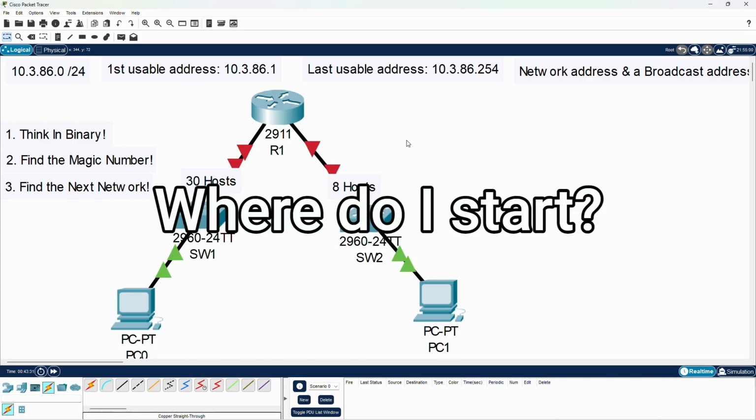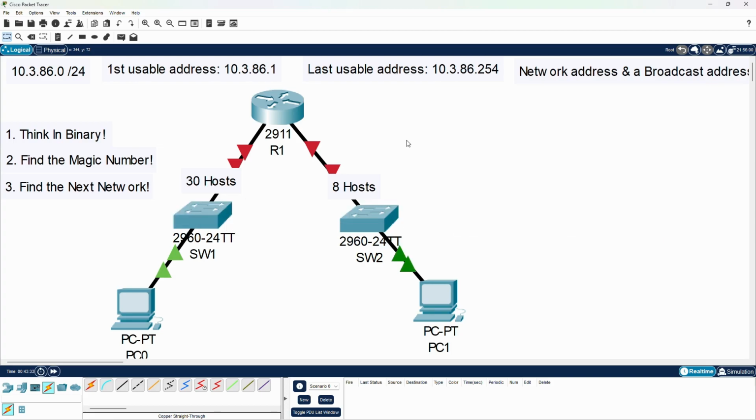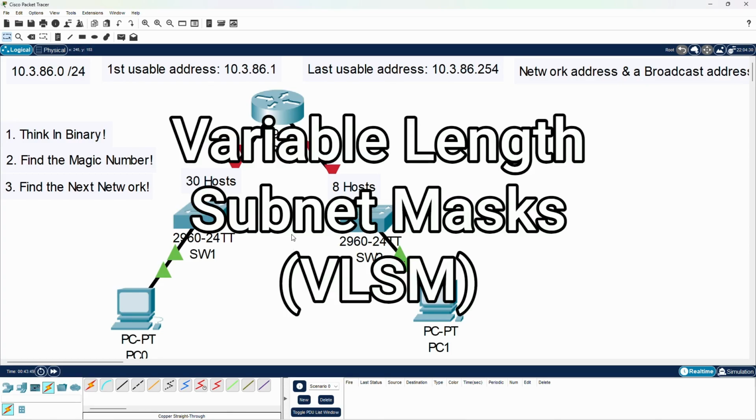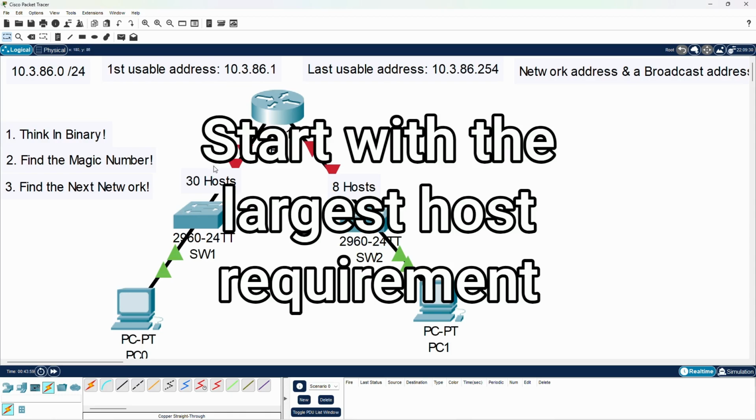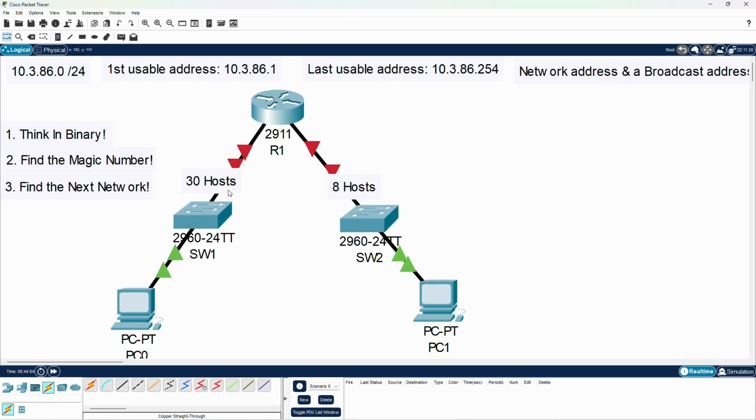The question might be, where do I start? How do I start with this? Where do I go? Do I start with the 8-host network or the 30-host network? I personally recommend, if you're given a problem like this, that you start your variable length subnet masking process with the largest host requirement. In other words, you're going to start with the network with the highest host requirement. And in this case, what would that be? That would be 30 hosts, right?